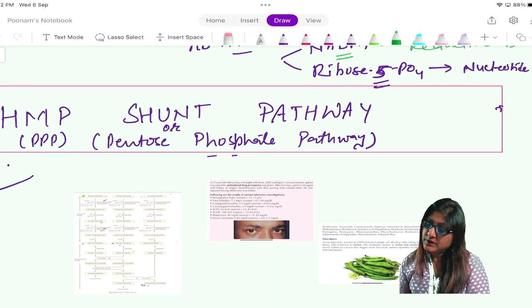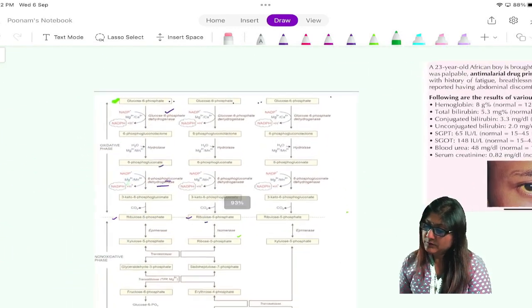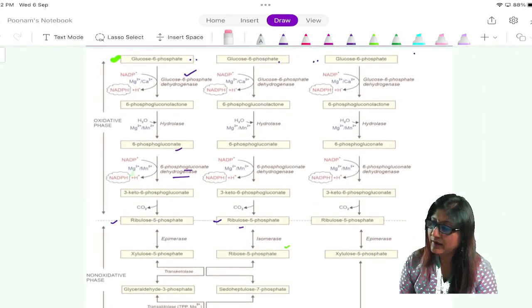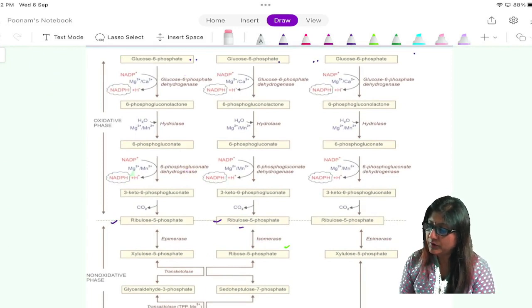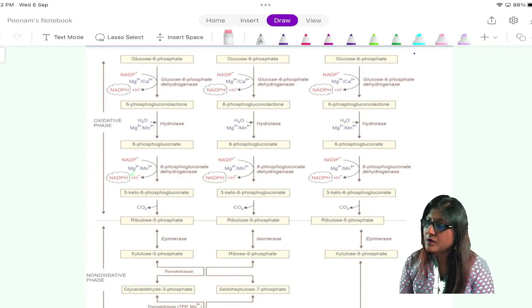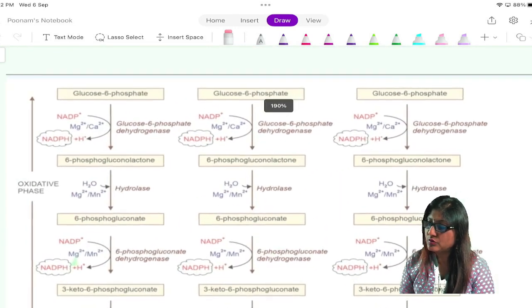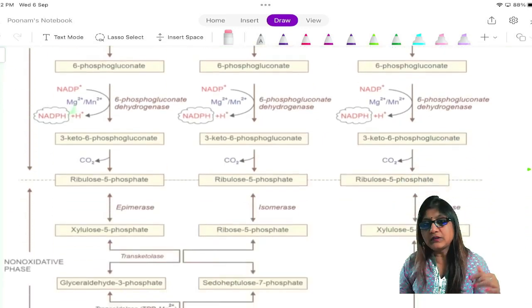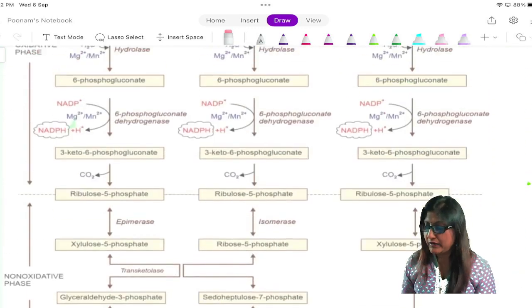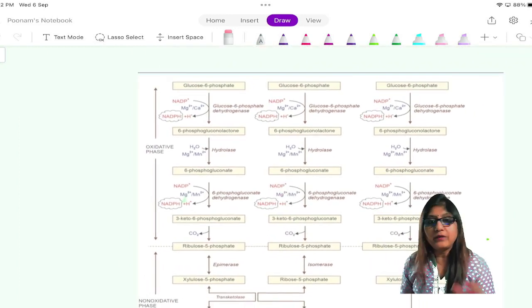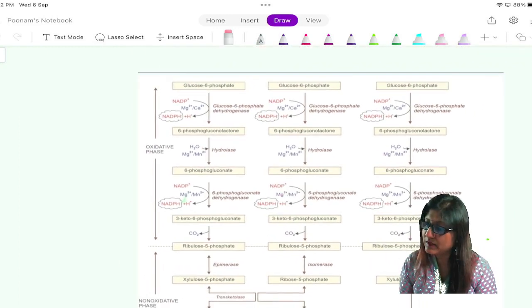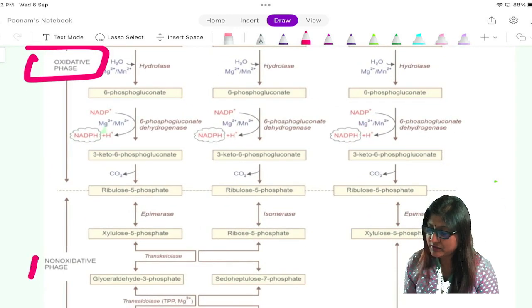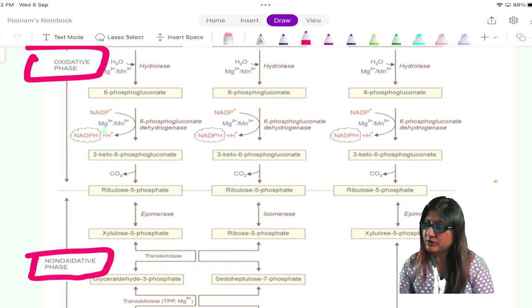Now we're going to discuss this pathway, which has multiple steps in it. We are not going to talk about single glucose residues getting utilized in this pathway. Rather, we are talking about 3 glucose 6-phosphate together. This pathway is a huge pathway with so many reactions, so for convenience you divide the whole pathway into oxidative phase and non-oxidative phase.